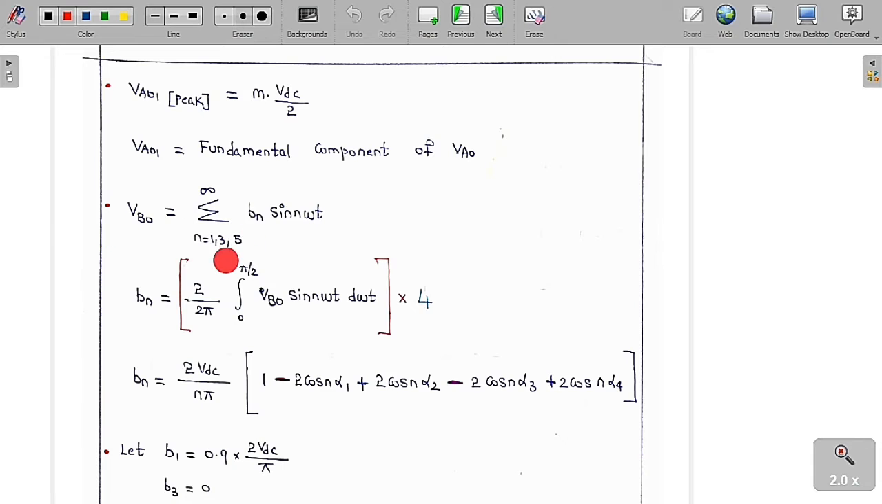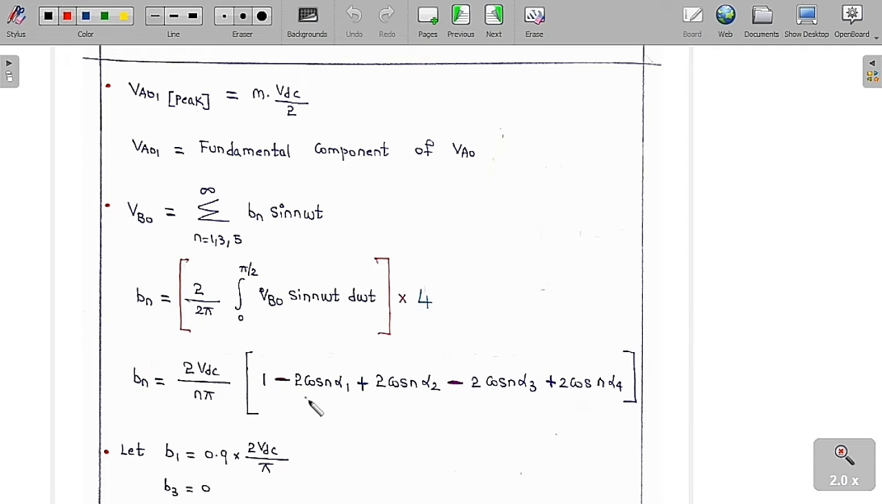So VB naught is equal to sigma n equal to 1, 3, 5 up to infinity Bn sin n omega t, because it is a half wave signal, an odd function, with half wave symmetry and quarter wave symmetry. Therefore A naught is equal to 0, An is equal to 0, and Bn is not equal to 0 only for odd harmonics. So Bn, based on the quarter wave symmetry, is 2 by 2 pi integration from 0 to pi by 2 of VB naught sin omega t d theta into 4. Here for 0 to pi by 2 we split the function into 4 parts. After doing that, finally we get Bn equal to 4 into the peak value VDC by 2 by n pi.